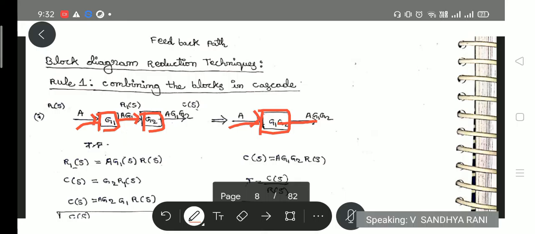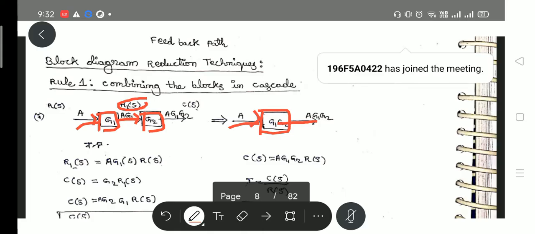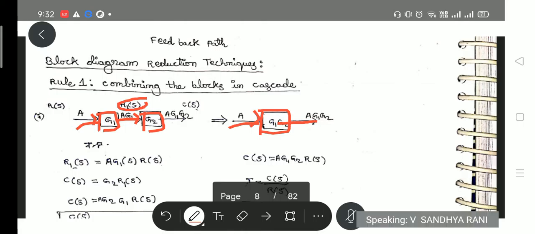That is, I am taking R1 of S into G2. Again the output of the function I required is C of S. So totally R1 of S into G2. R1 of S means here A into G1. I am taking this input as R1 of S, and G2 input as A into G1. So A into G1 G2. This is the total output of the function.